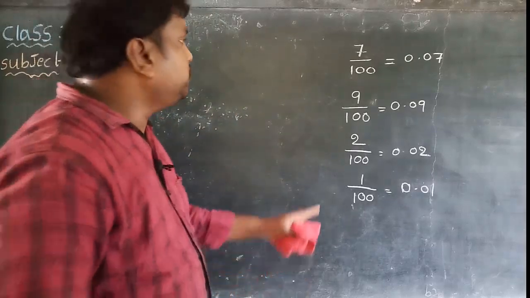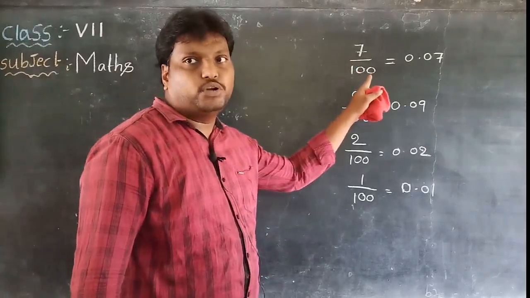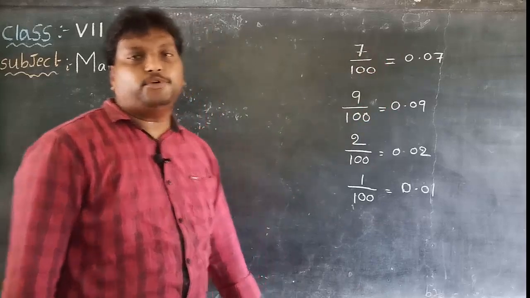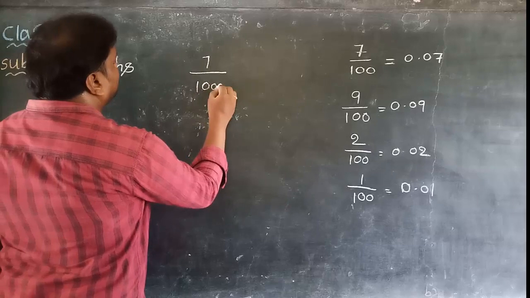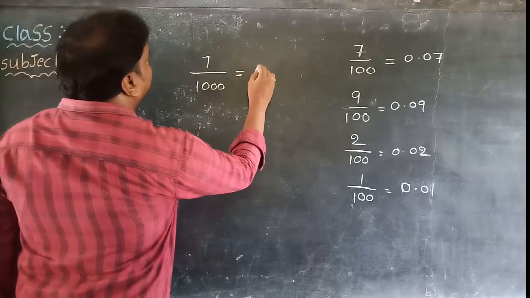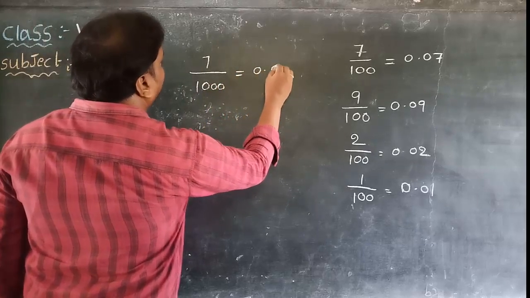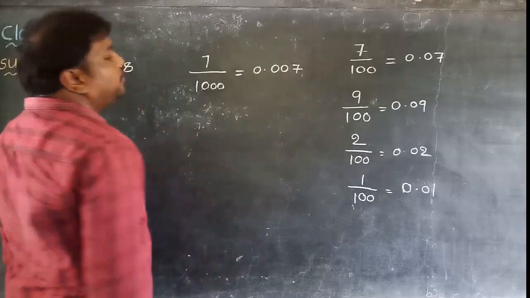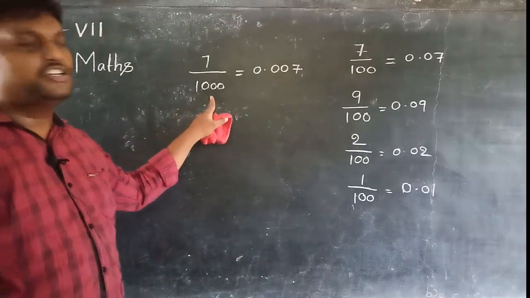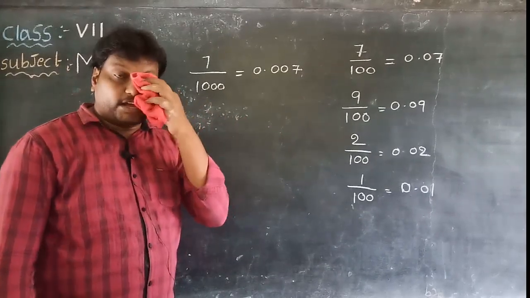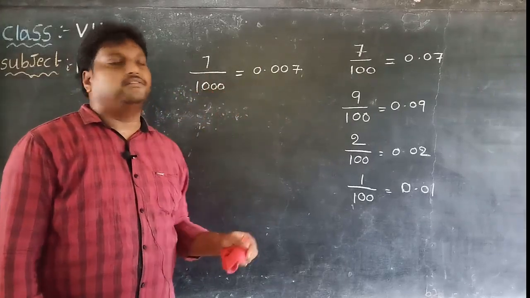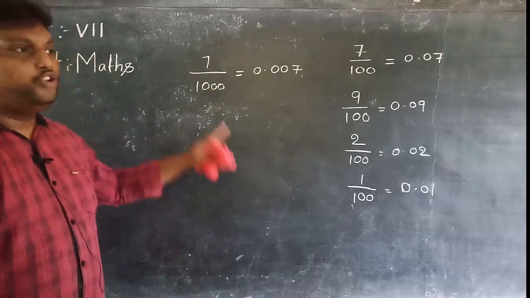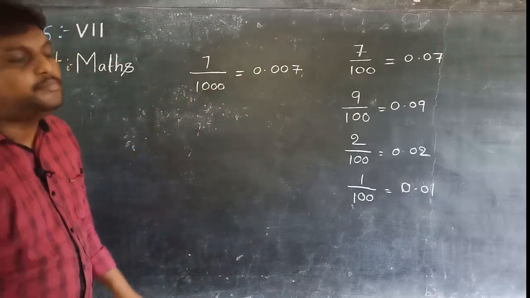See, once again observe, here in the denominator we have 2 zeros. That's why in the decimal part 2 digits will come. Same, 7 by 1000, what will come? 0.007. Why? Because in the denominator we have 3 zeros, that's why in the decimal part we have 3 digits. The last digit compulsorily should be 7, because the numerator has 7.